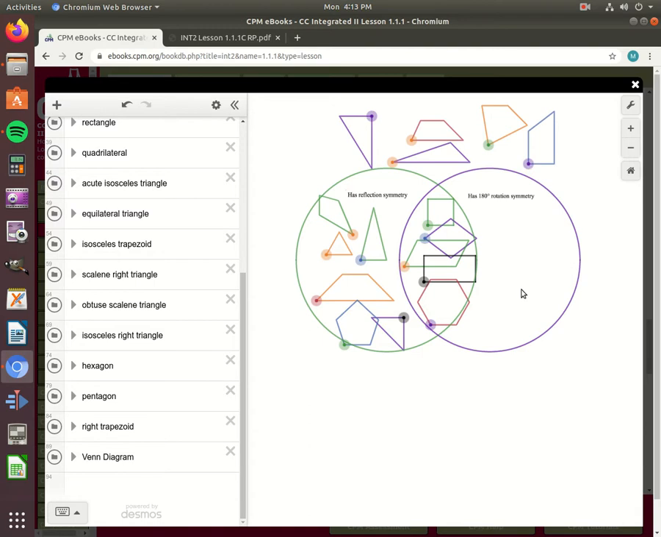So there we go. We have a lesson on not only these shapes and hopefully remembering what these shapes are and just some things about those shapes, but also how to use these Venn diagrams.